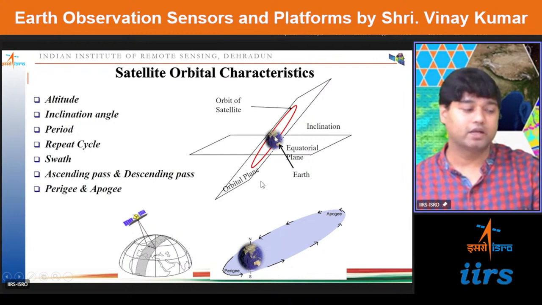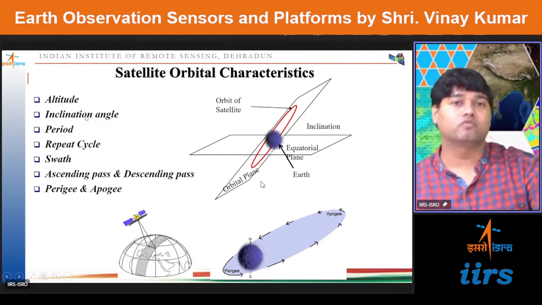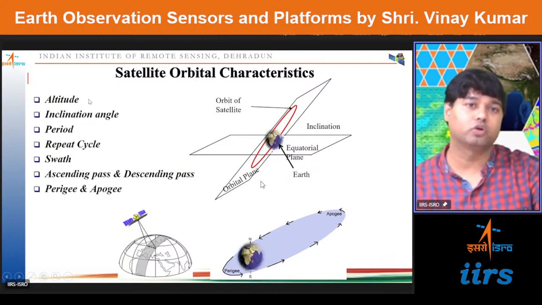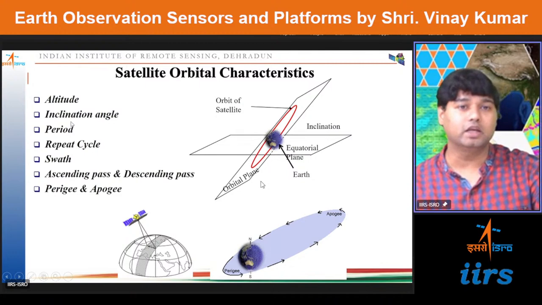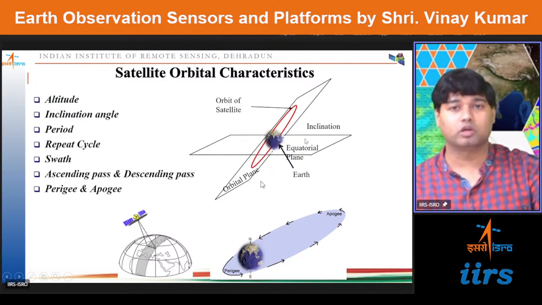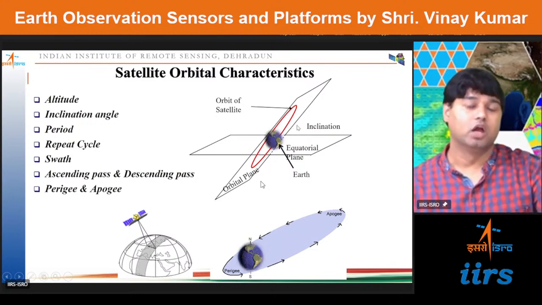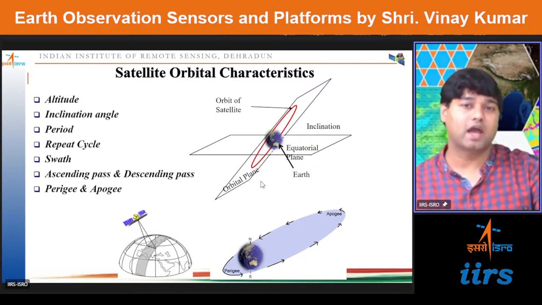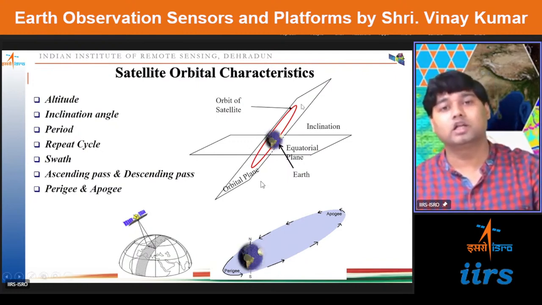Now coming to the satellite orbital characteristics. First you have to understand altitude. The height of the platform from the mean sea level of the Earth's surface is the altitude. Inclination angle: suppose this is the orbital plane where the satellite is orbiting, and this is the equatorial plane. The angle between the orbital plane and the equatorial plane is the inclination. This is important because when the orbital angle is 60 degrees, it will acquire data only up to plus 60 degrees latitude and minus 60 degrees latitude.